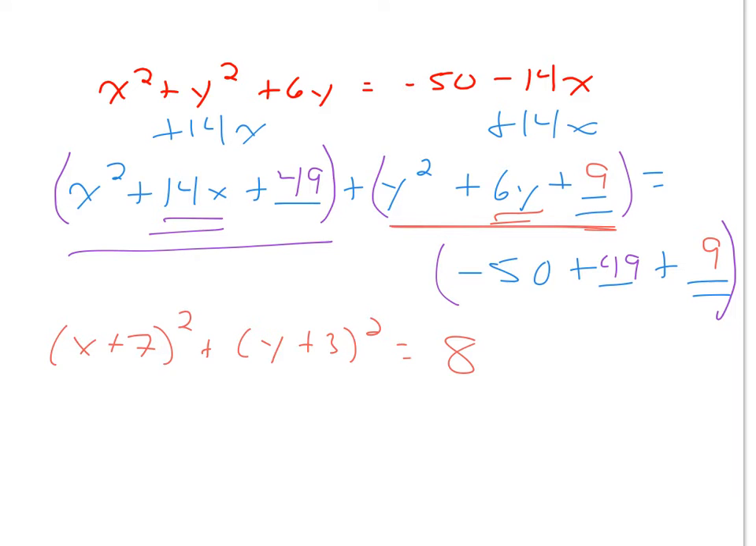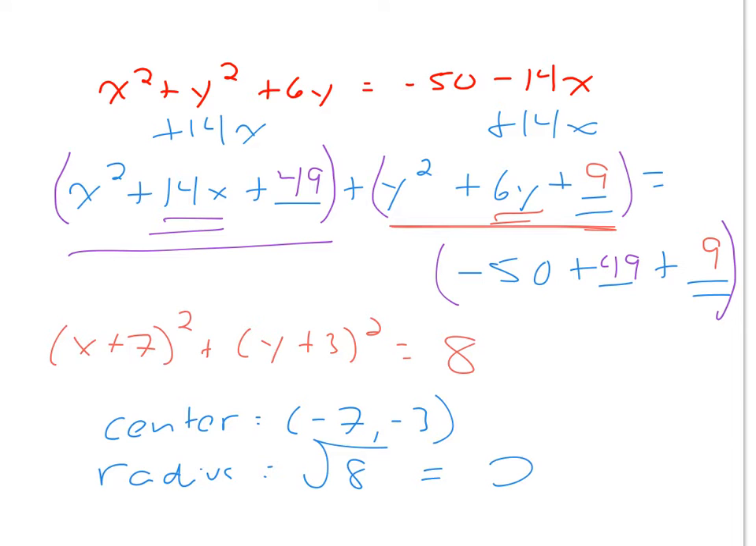So it looks like now I have a center point. My h is negative 7. My k is negative 3. And my radius is equal to the square root of 8, which of course we know is 2 root 2.